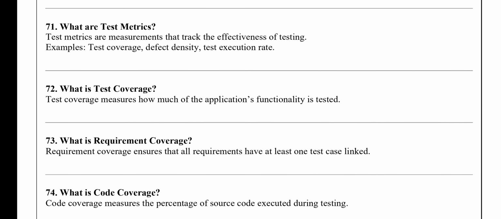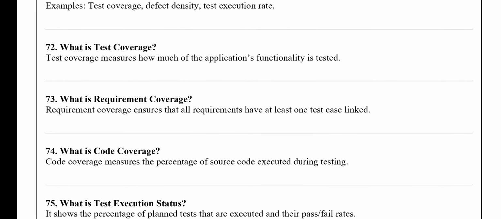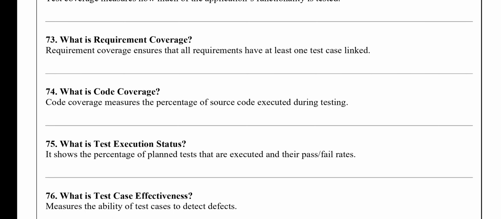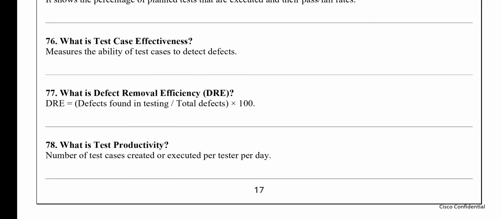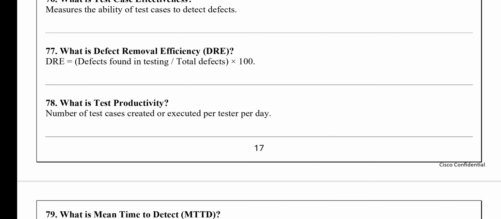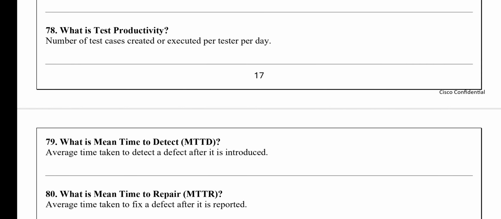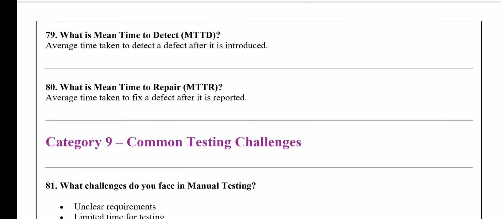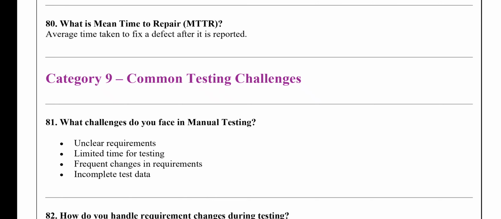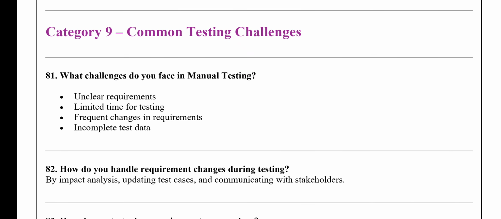And in category 8, we have discussed test metrics and measurement. What are test metrics? What is test coverage? What is requirement coverage? What is code coverage? What is test execution status? What is test case effectiveness? What is defect removal efficiency? What is test productivity? What is mean time to defect? And what is mean time to repair? Okay. So next category, we have discussed common testing challenges.